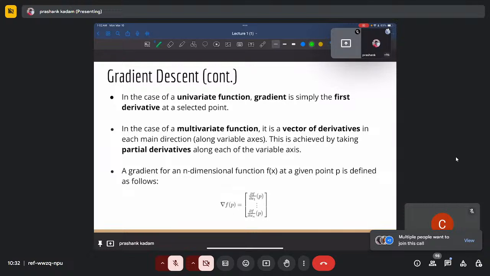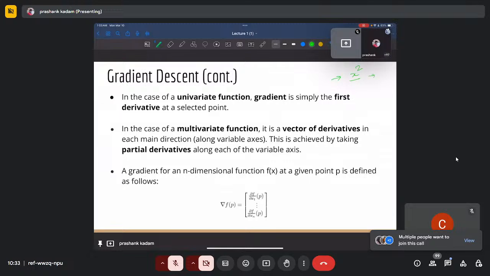But I'll continue. If you have a univariate function, simple x, maybe x square as we took earlier, and you are trying to perform a gradient descent over this, you can simply run a first order derivative over this, continue your algorithm, and reach the minima.